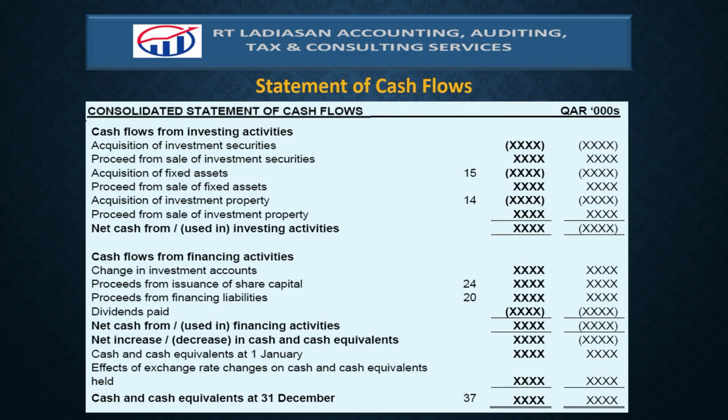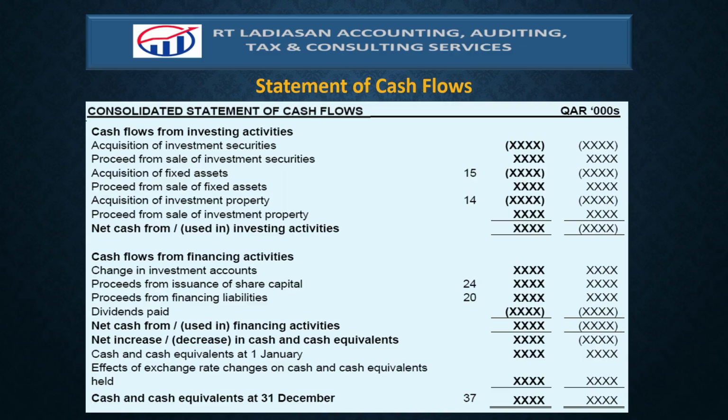Then we have also the cash flows from investing activities, which actually shows the actual cash movement. Like, for example, the cash acquisition of investment securities, the cash proceeds from sale of investment securities, the cash acquisition of fixed assets, and etc.